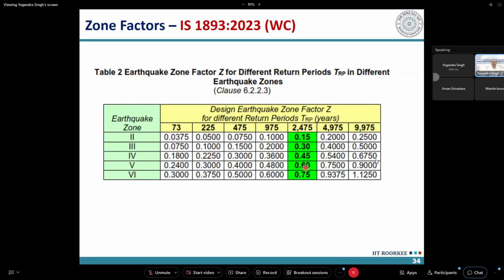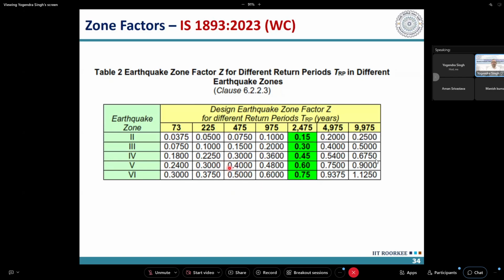So in zone 5, previously it was 0.54, now it is 0.6, but this zone 6, which was also earlier in zone 5, is increasing to 0.75. So in place of 0.54, now the bridges will need to be designed for this 0.75. And not only that, earlier we were designing for the 475 years return value, and that was 1.5 into Z by 2. So for zone 5, it will be half of 0.54, so that will be 0.27. So in place of 0.27, now we will need to design it for either 0.5 or 0.4.